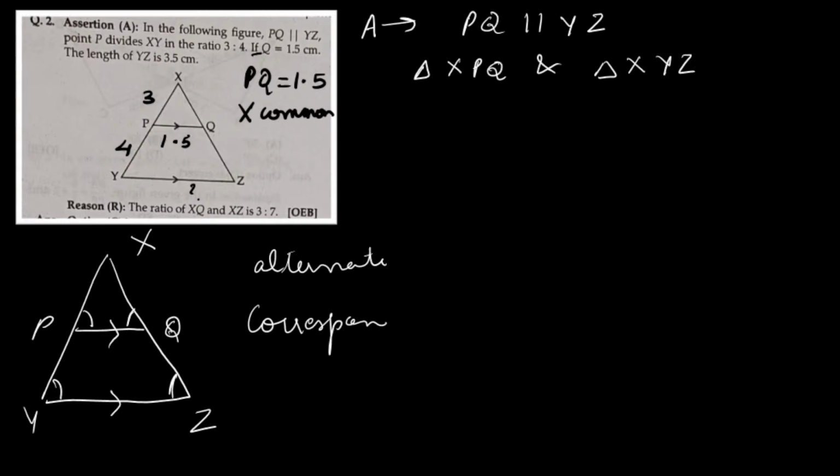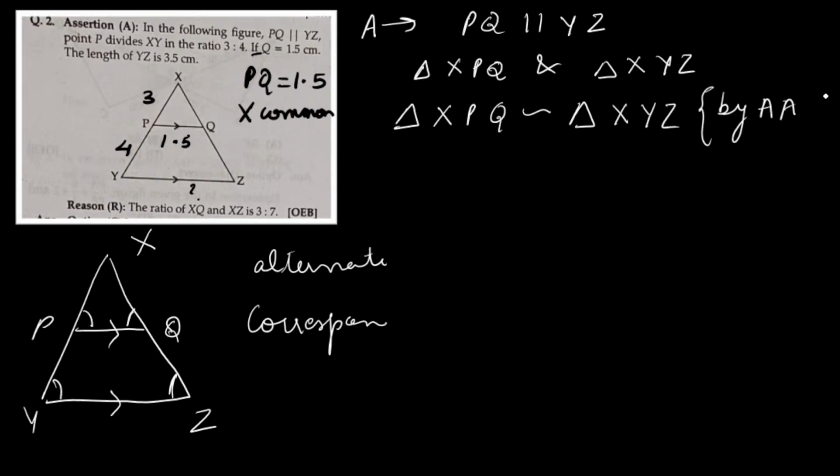For MCQ purposes, you can remember, if you are getting triangles like this, always these two triangles, XPQ, will be similar to triangle XYZ by angle similarity. Now, because we know X is a common angle, angle P is equal to angle Y. Here itself I have shown you the angle which is equal to Q is Z.